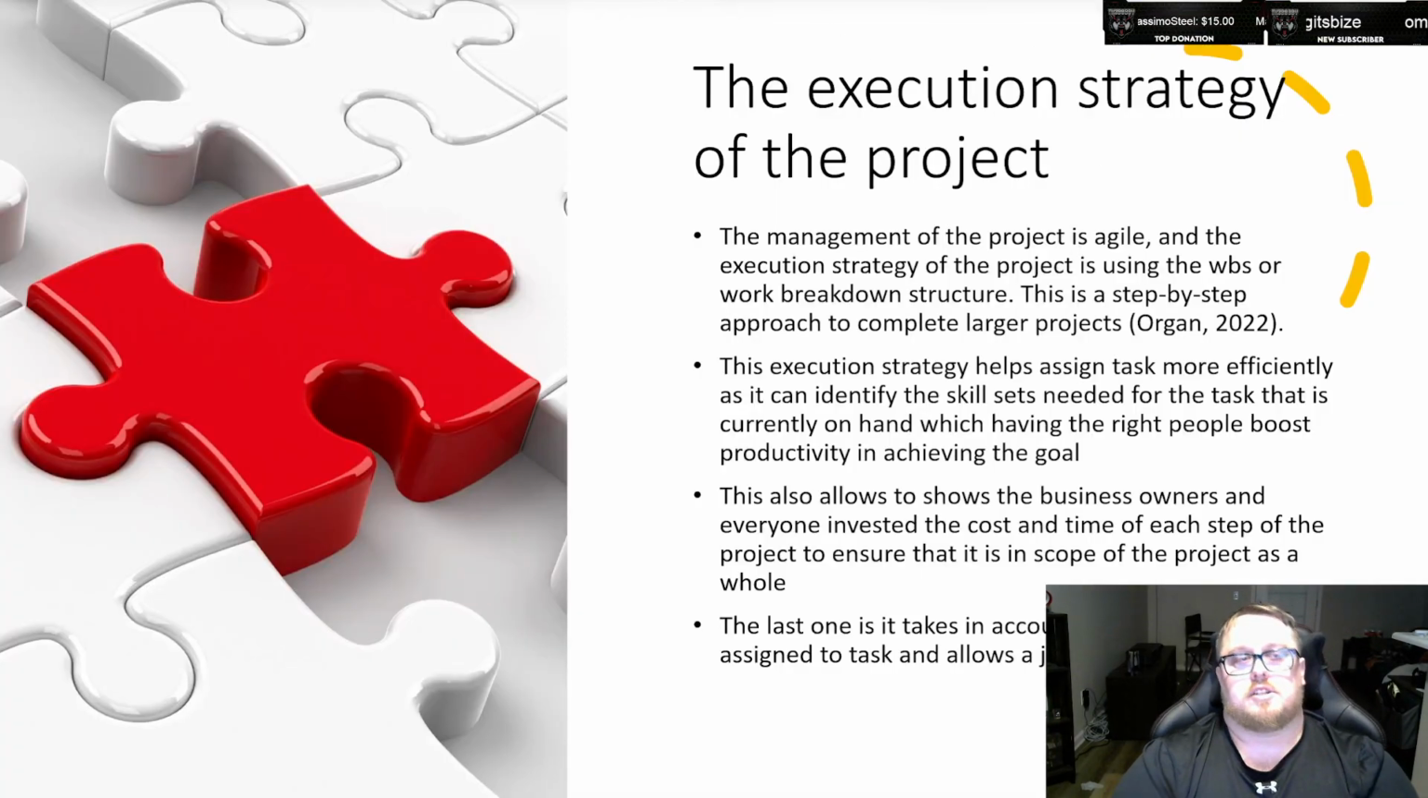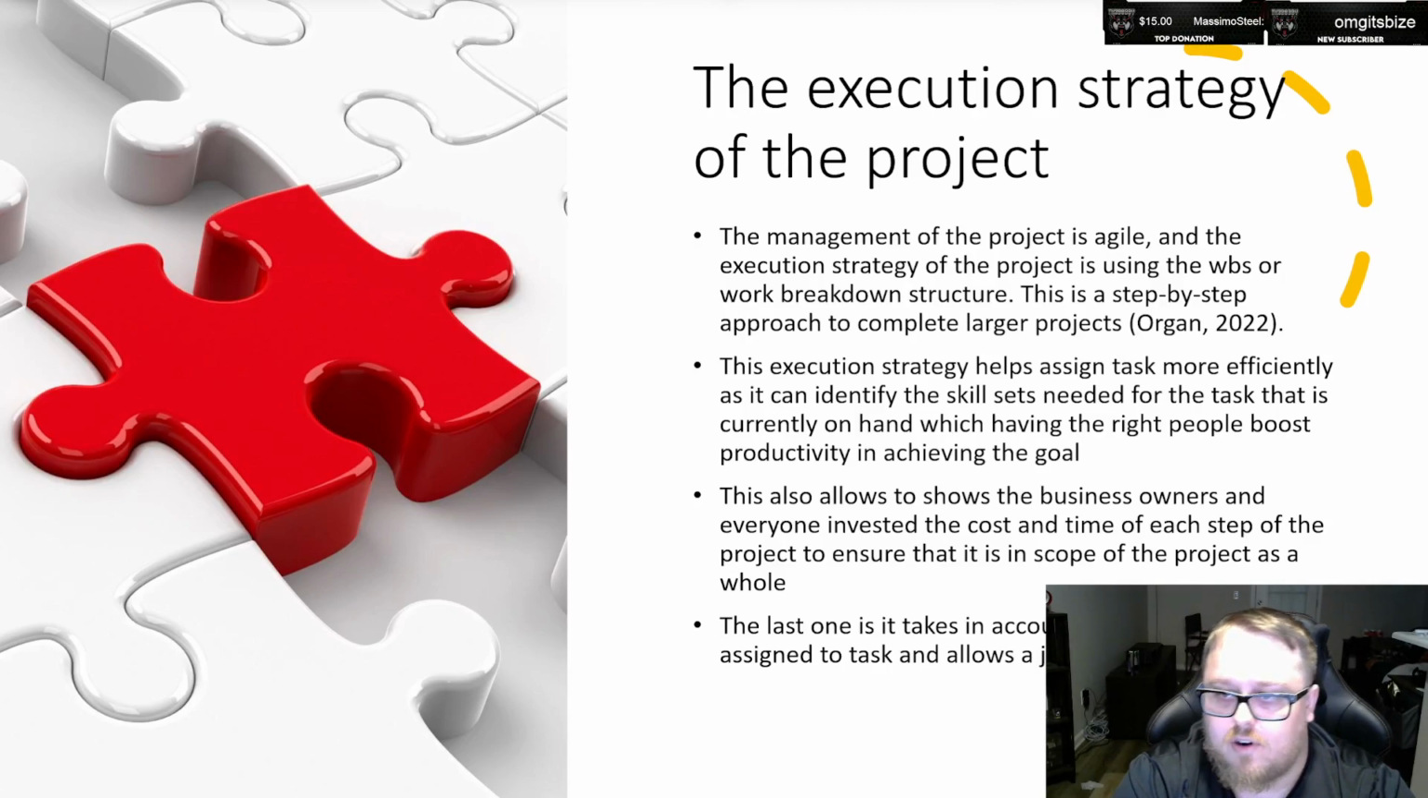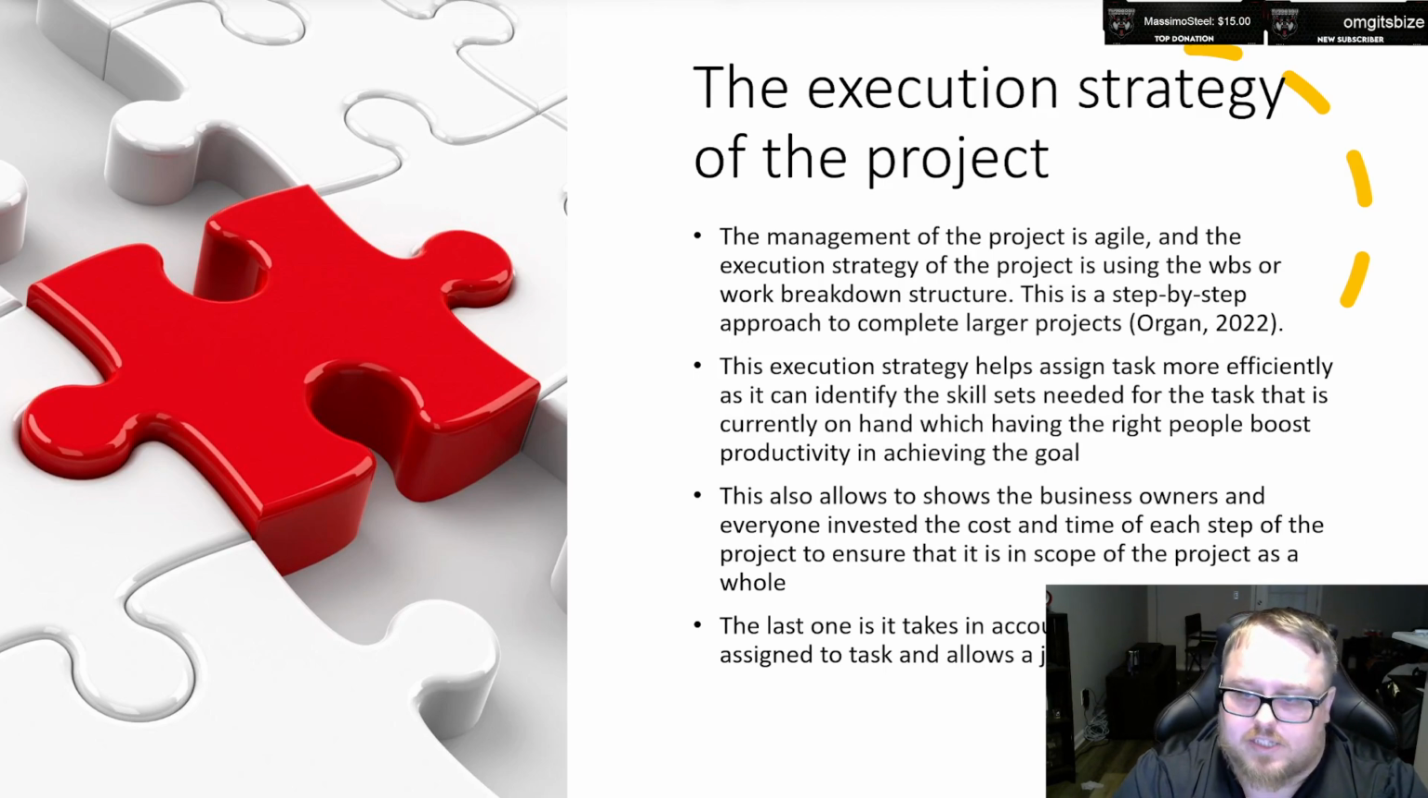So the execution of the strategy of the project: we're using Agile for our methodology, but we're going with the work breakdown structure for a step-by-step approach to completing larger projects, as our project would definitely be a larger project of moving over to a cloud infrastructure for the CRM. The execution strategy that we've chosen helps assign more steps and tasks more efficiently, as it can identify the skill sets that different team members have, what they're good at, and how we can utilize them to increase productivity and achieve the goal that we're looking for.